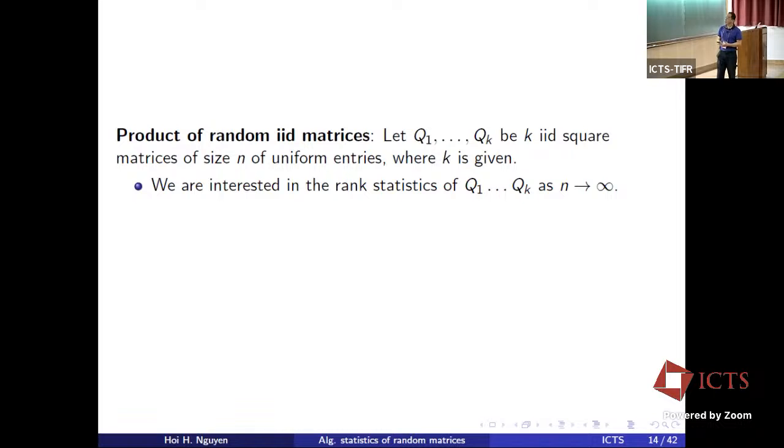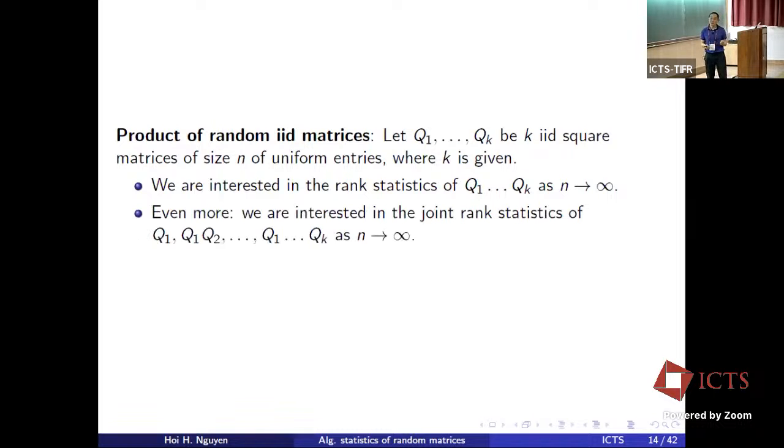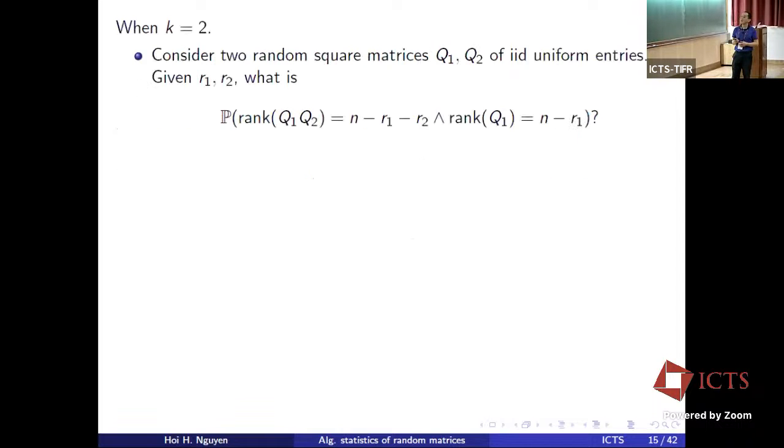Being a little bit more ambitious, we are interested in the joint study of the ranks. If you have K matrices, then we're interested in the ranks of Q1, Q1Q2, Q1Q2Q3, and so on. Definitely the rank of each is at most that of the previous one, so you have a decreasing sequence. And for now, K is fixed. It turns out that I was looking at it the wrong way. There's an easy way to calculate using the invariance of the uniform distribution. So let's just look at case 1, case 2.